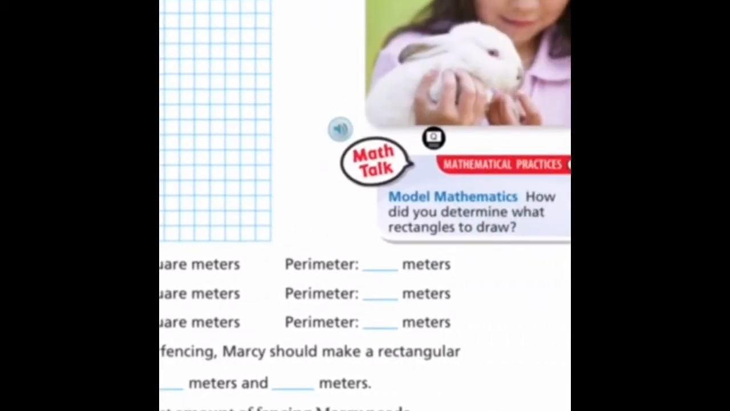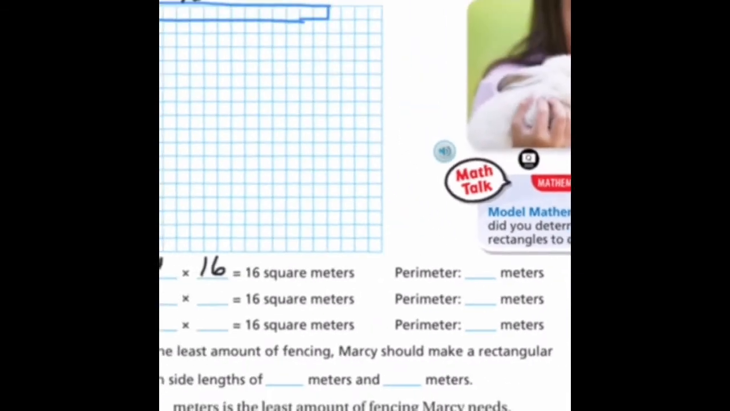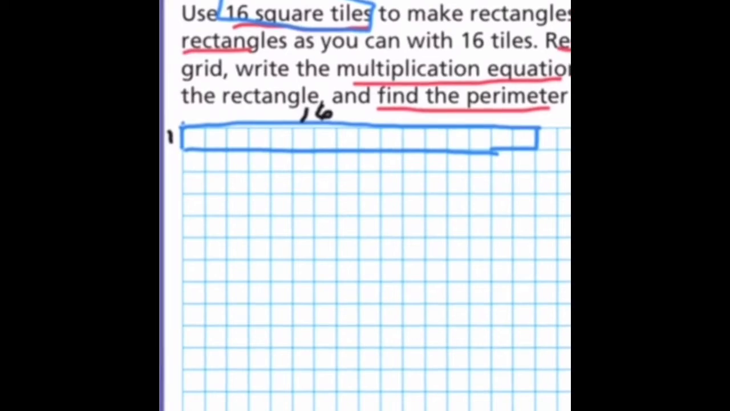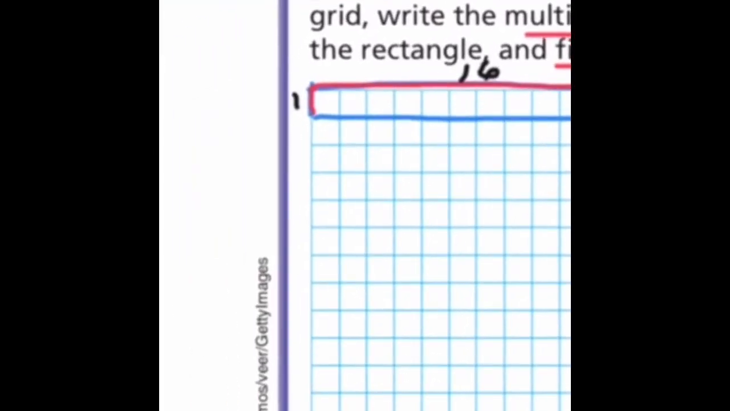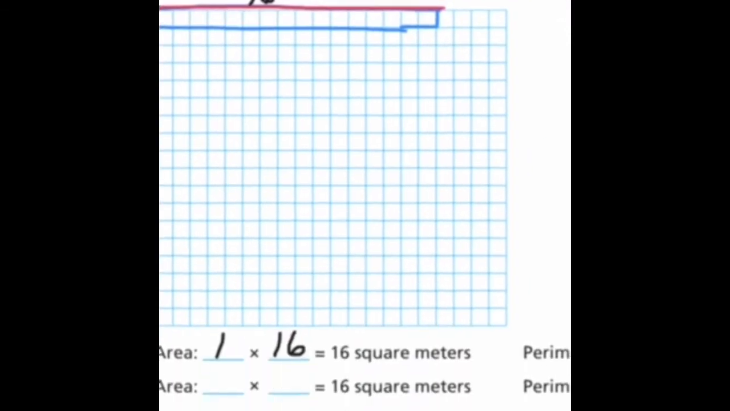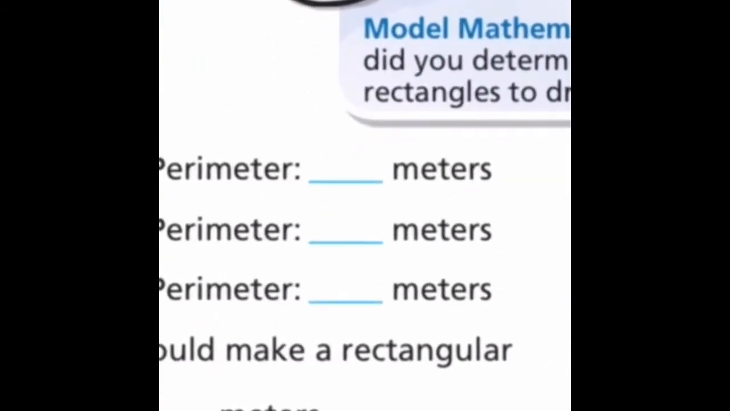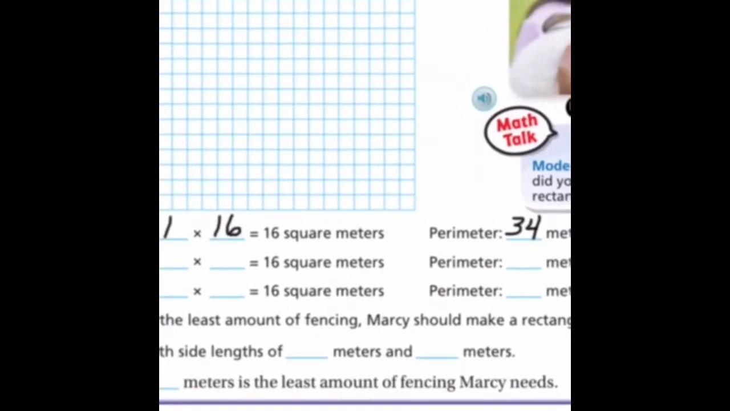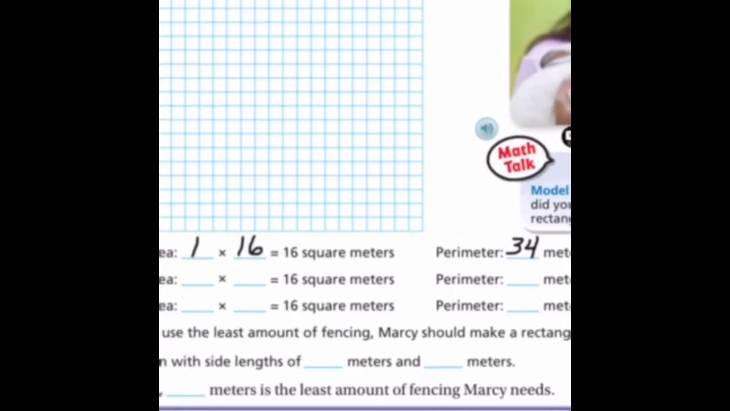Now I need to find the perimeter of that rectangle as well. So if I look at this one more time, 1 plus 16 is 17. That's only halfway around. So then I need to add up the other half, 17 plus 17. 7 plus 7 is 14. And I add up my tens column, that's 3 tens. So 34 is my perimeter for that rectangle. Perimeter is 34 meters for a 1 by 16 rectangle.